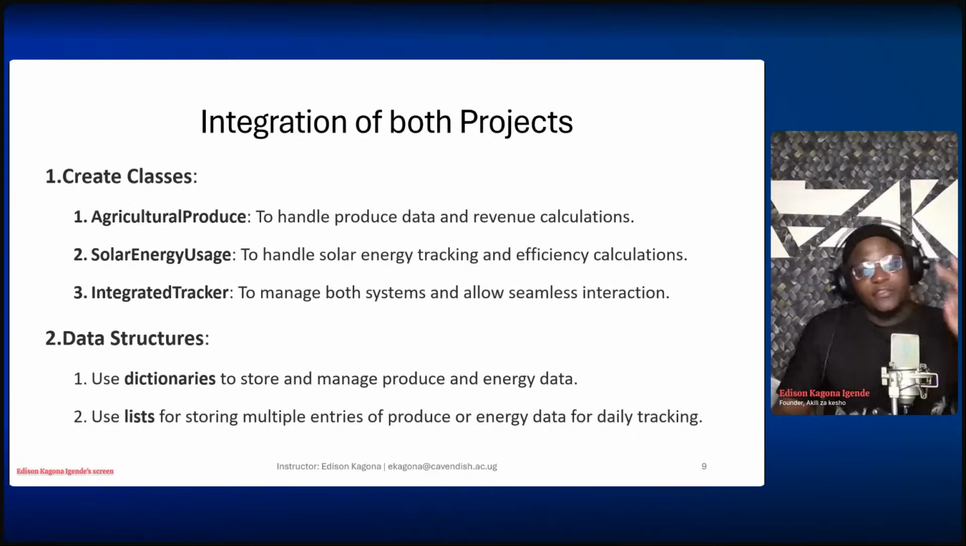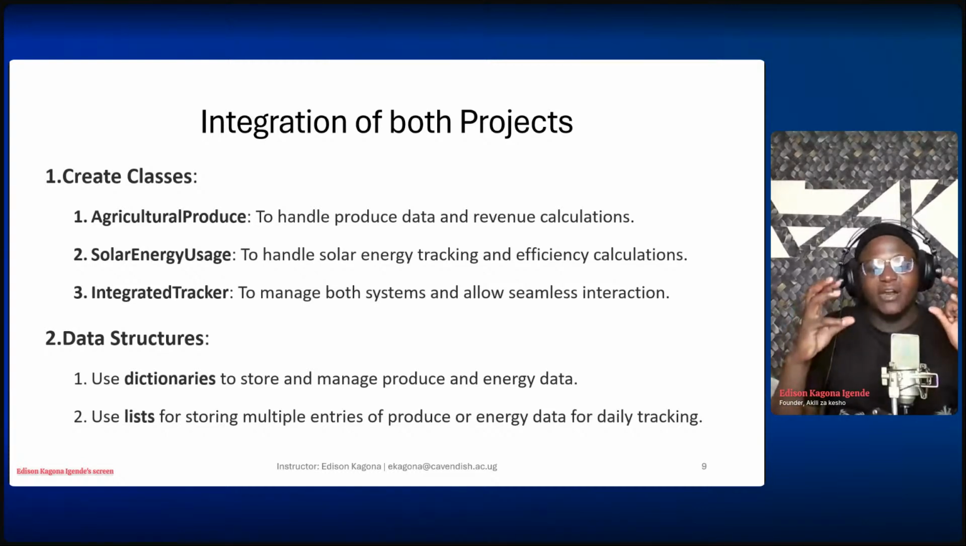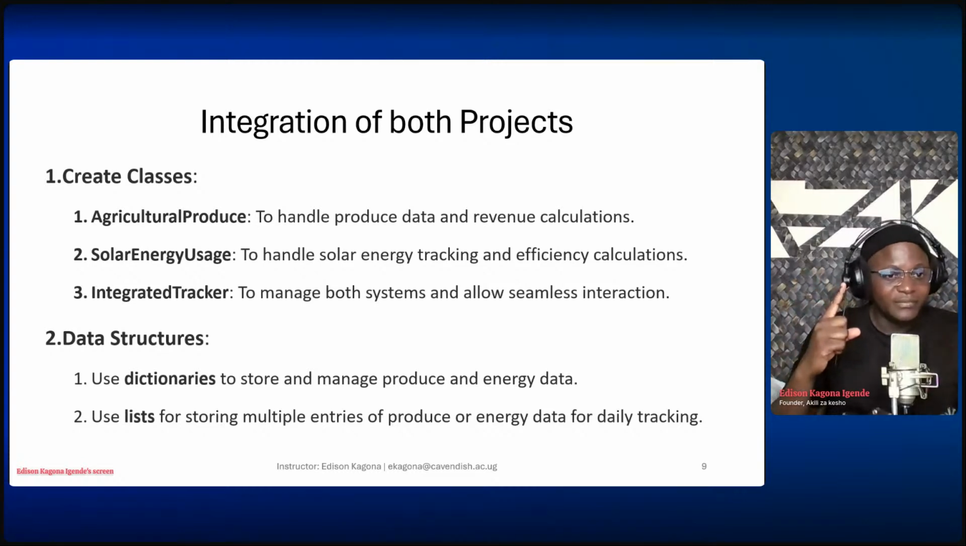So we're going to create 3 classes to start with. We're going to create an agricultural produce class, and then a solar energy usage class, and then an integrated tracker class. So you can see how we are now integrating the other 2 files into one. You're going to see it practically, hands-on, so that you can say, oh, I put these different pieces of code together. And you can do the same with any program you may be writing.